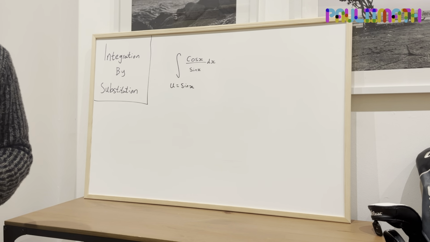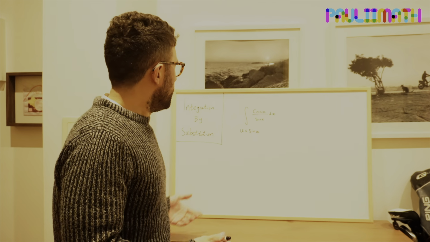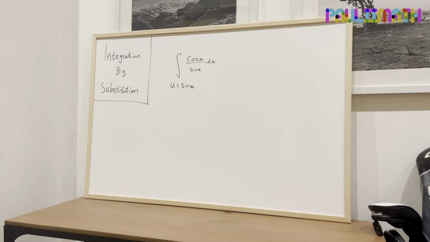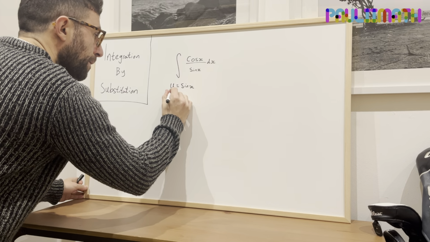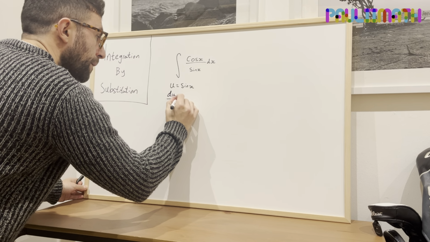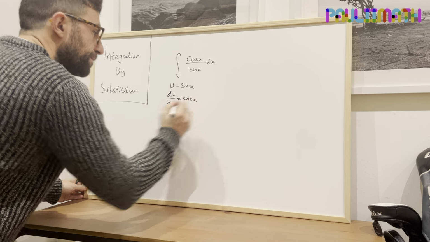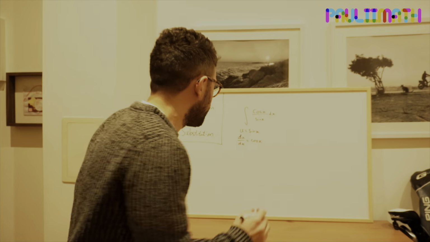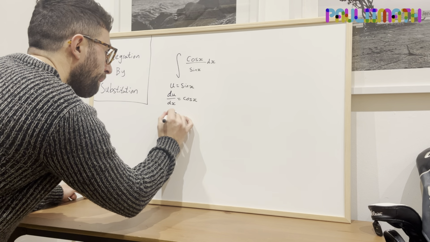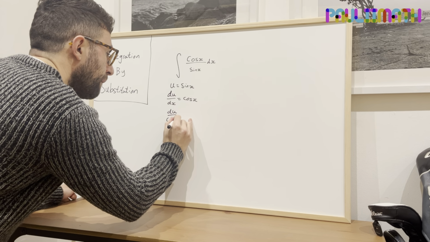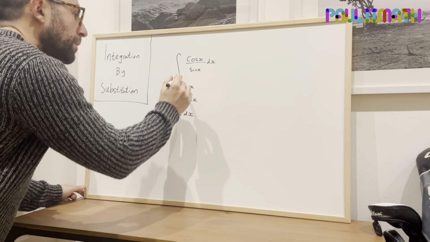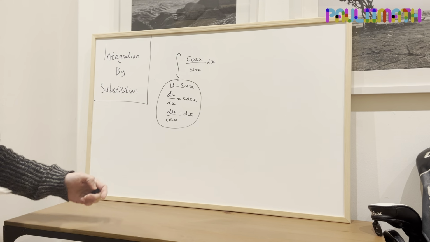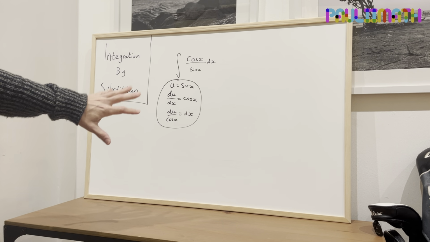I'm giving you a substitution: u equals sin x. You may or may not be given that. You may or may not be told it's a substitution question. The first thing I do, differentiate the substitution. Sin x goes to cos x. The next thing I do, rearrange that to make it dx equals. And I usually put a little circle around that because it's almost like side working.